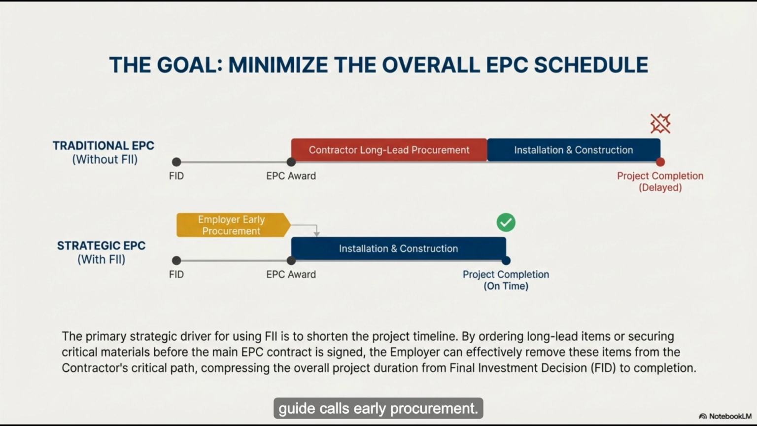Okay, so this is what the guide calls early procurement. I'm basically jumping the line. I'm buying the engine before I've even hired the person to build the car. Precisely. You are securing the manufacturing slot. It's a strategic move to de-risk the schedule. You buy the long lead items now so they're physically ready when the contractor finally arrives on site. But there's a huge catch here that I want to drill into. The text mentions pre-FID, final investment decision.